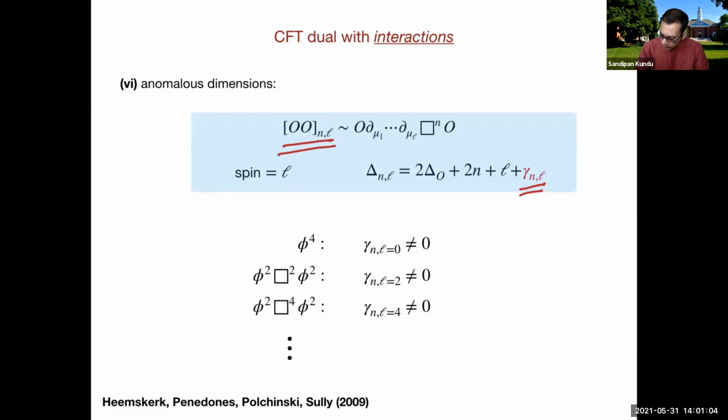For example, if you add some phi⁴ interaction in AdS, that gives anomalous dimension to double trace operators with spin 0. Similarly, if you add an interaction like phi² box square phi², this leads to anomalous dimension for double trace operators with spin 2. Similarly, if you have phi² box to the power 4 phi², you get anomalous dimension for spin 4 double trace operators, and so on and so forth. So there is a very nice relation between this set of anomalous dimensions and bulk AdS interactions. Any question?